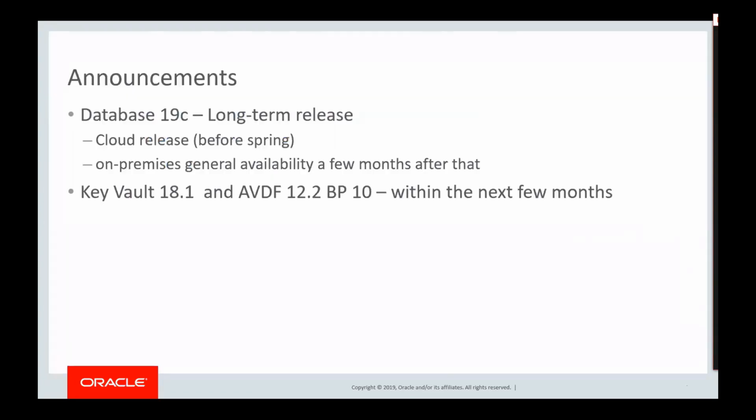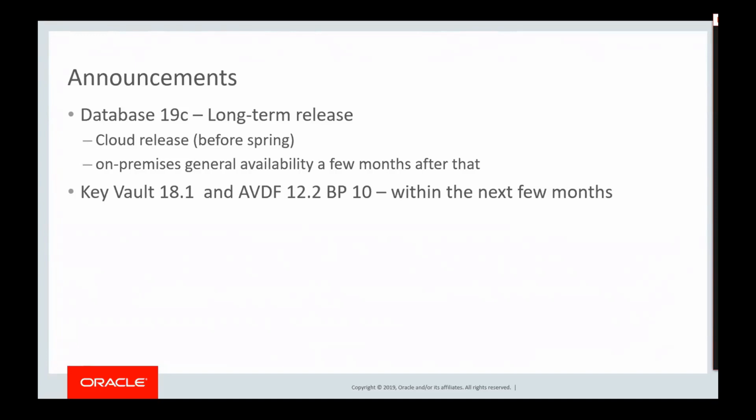Just a couple of quick announcements. The first one is you can look forward to database 19C, and that is coming before spring in the cloud. So sometime fairly quickly this month, next month, you'll see the cloud release of 19C, and the on-premises general availability will be a few months after that. 19C is a long-term release. That means that the plan is to support it through 2026. We expect most people will be moving off of 11.2, 12.1, 12.2, 18.1 to 19C fairly quickly.